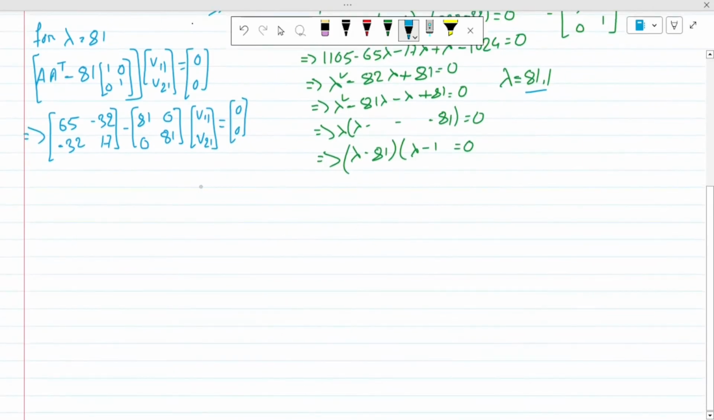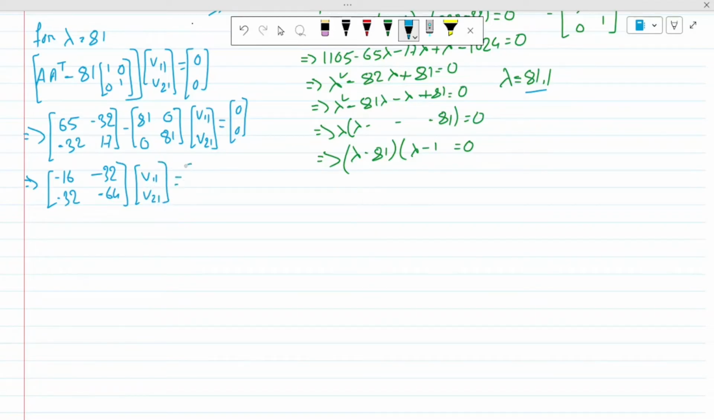So this is simply a matrix subtraction. How will you do matrix subtraction? Simple. 65 minus 81 is minus 16. Then you have minus 32 minus 0, which is minus 32. Similarly, minus 32 minus 0 will be again minus 32. And 17 minus 81 will be minus 64. So this is our first matrix. Second matrix is the same, V11 and V21, and this equals 0, 0.